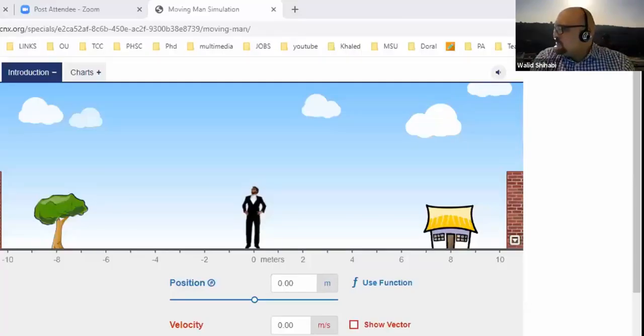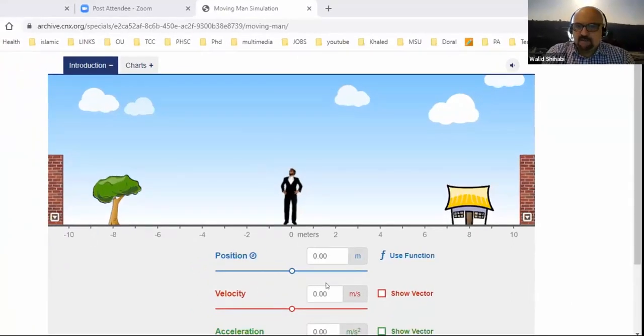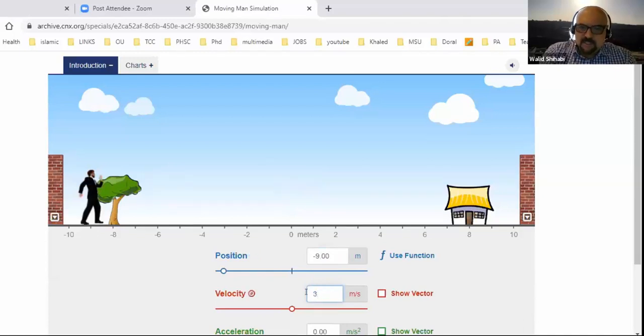So this is basically the simulation that you'll get when you click on the link to download the simulation. And this is basically the values you're going to alter. For example, if you're asked to set the position at -9, you'll set it at -9. Okay, so you see the man here now is placed at -9 meters. This is the 0. This is the reference point. So here he's set at -9. And let's say, for example, you're asked to set the velocity at 3 meters per second.